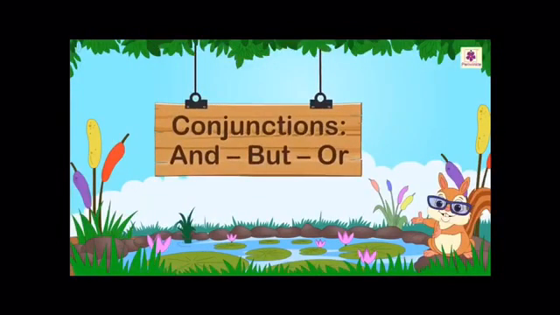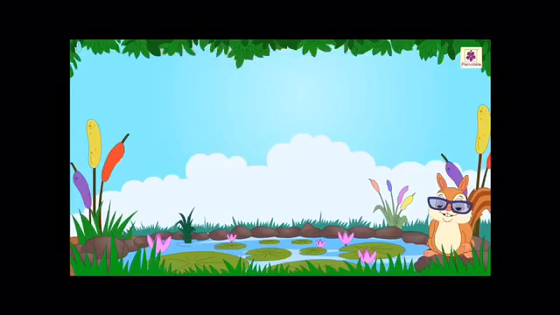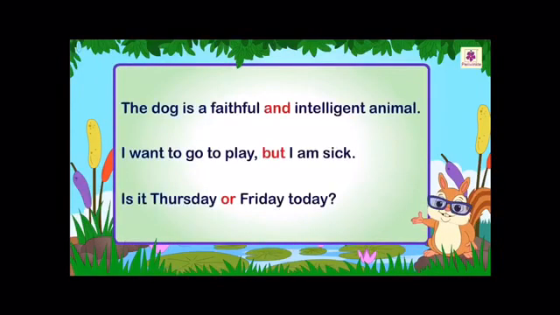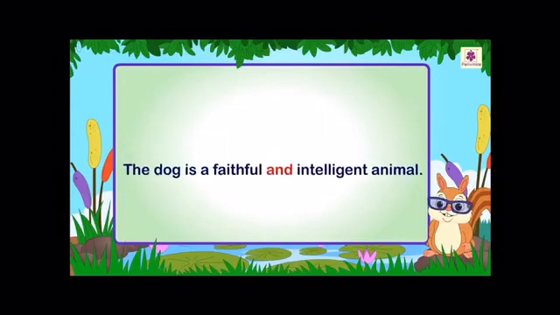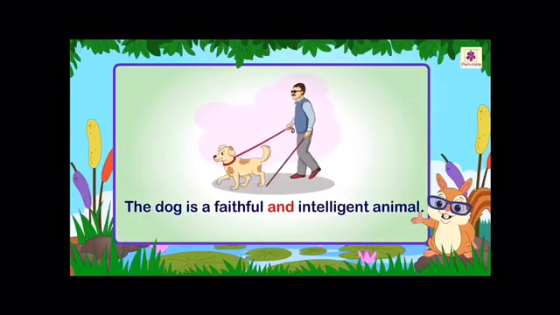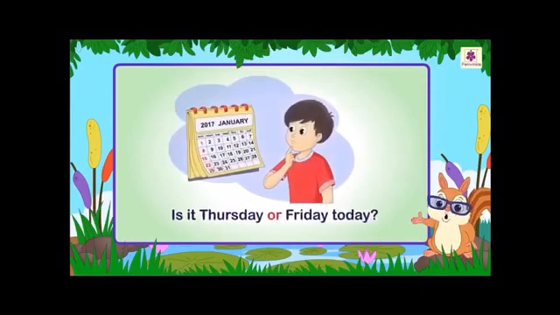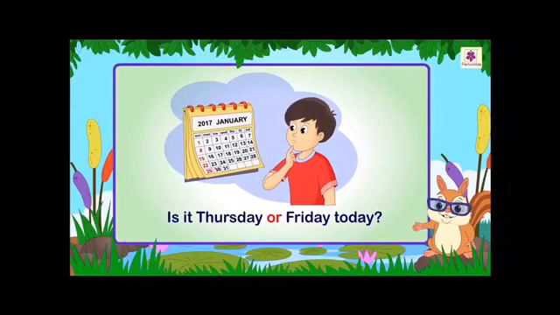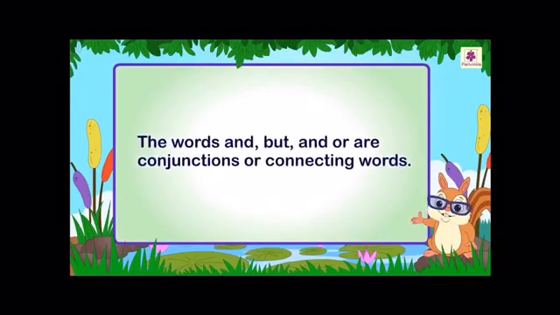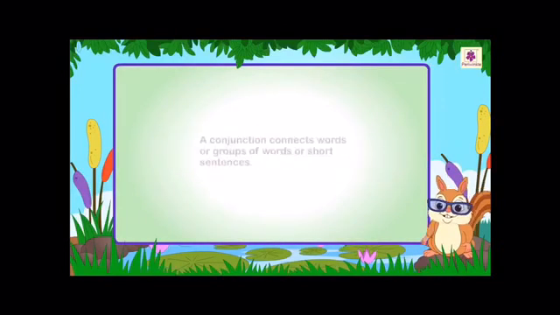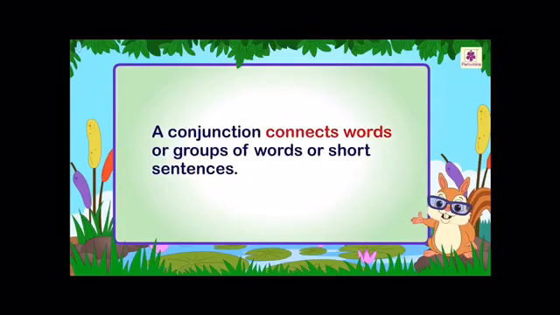Conjunctions: and, but, or. Look at these sentences. The dog is a faithful and intelligent animal. I want to go to play, but I am sick. Is it Thursday or Friday today? The words and, but, and or are conjunctions or connecting words. A conjunction connects words or groups of words or short sentences.